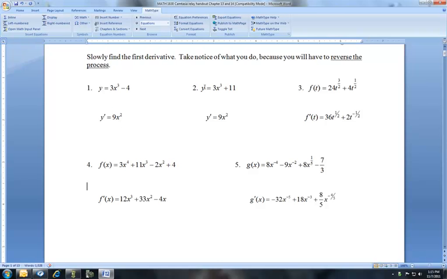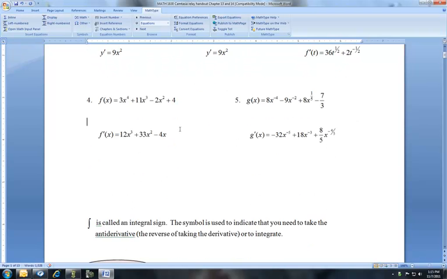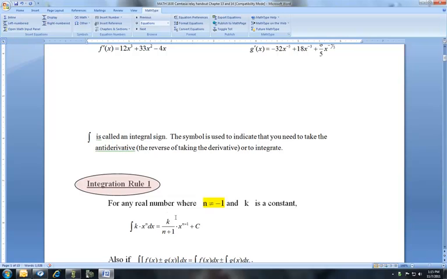Unless I'm given more information, I can't find the original problem. We will be given more information, and that more information is a point. All they have to do is give me a point on the original curve. So that's integration rule 1.